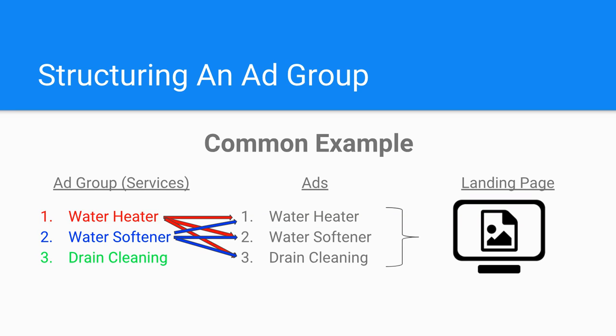So now if somebody typed in water softener, we would have a similar scenario. Any of those three ads could show up, and only one of those is going to be relevant. The other two won't be. And we have the same problem with drain cleaning.